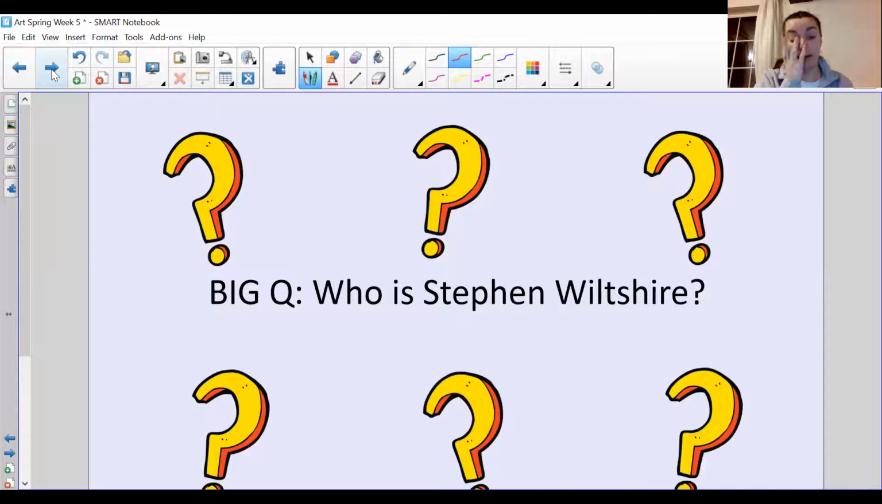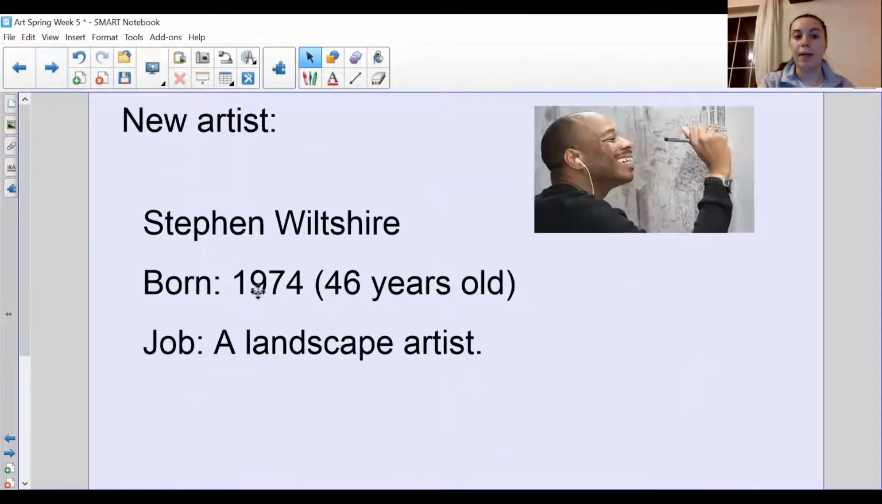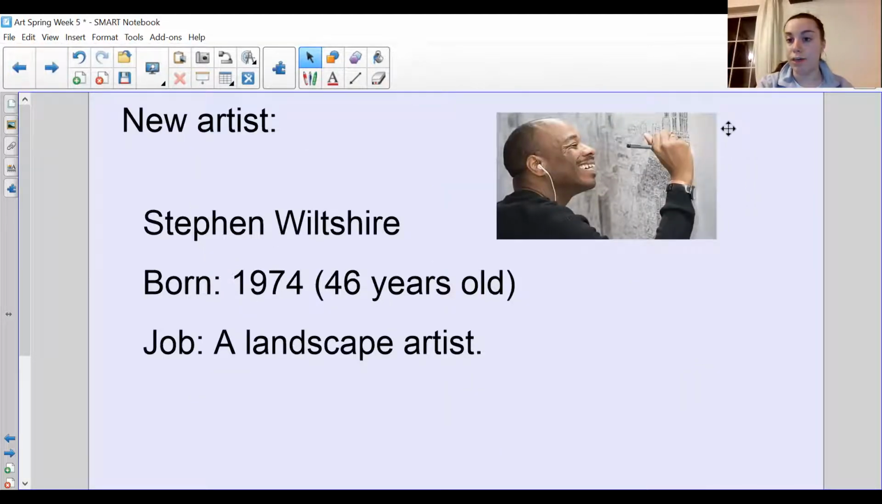Okay, so our big question is, who is Stephen Wiltshire? And we're going to find out a little bit more about him now. So here's our new artist. Here's a picture of him doing his drawing. He was born in 1974, which means he's 46 years old, turning 47 this year. And he is a landscape artist who draws pictures of landscapes.